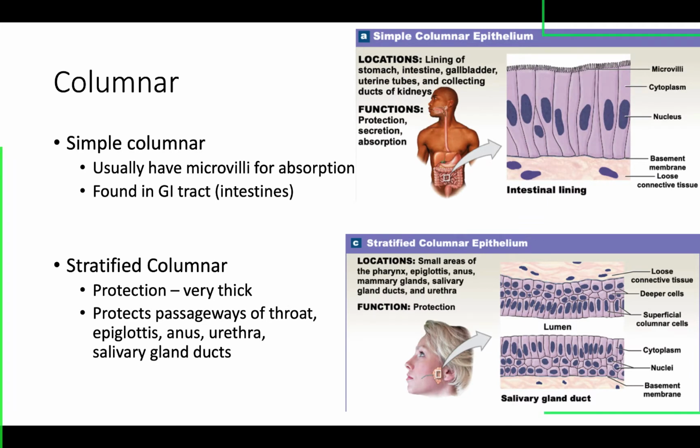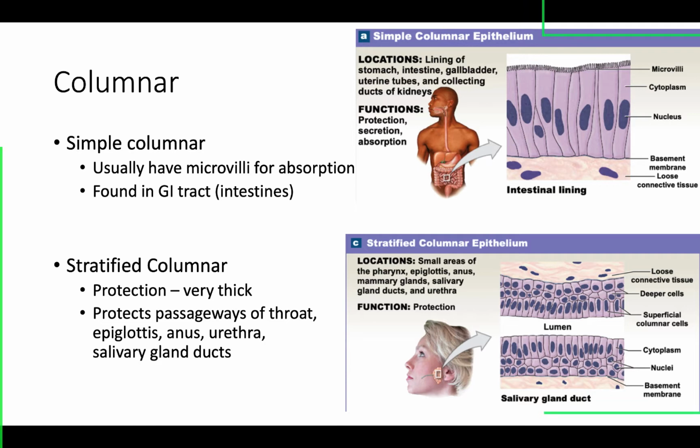The columnar cells, they're going to be tall and narrow. They're like rectangles. Usually it's simple columnar. When we look at simple columnar, on the top of those, we typically see microvilli. So microvilli increase the surface area of a cell so that anything that is on the surface can be absorbed into the cell and then into the body.